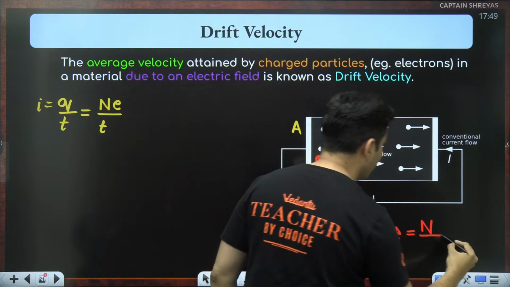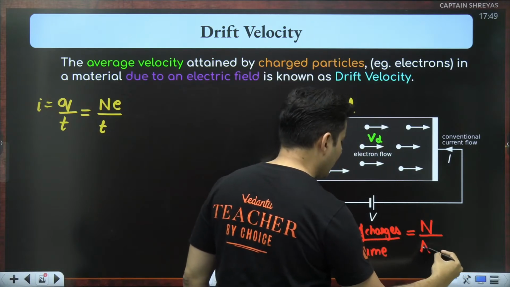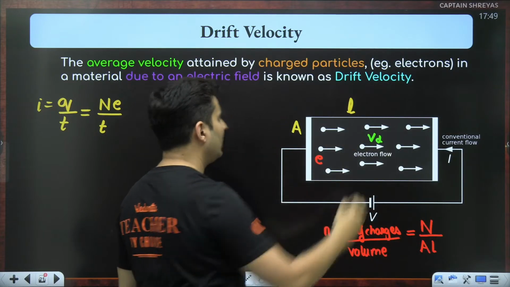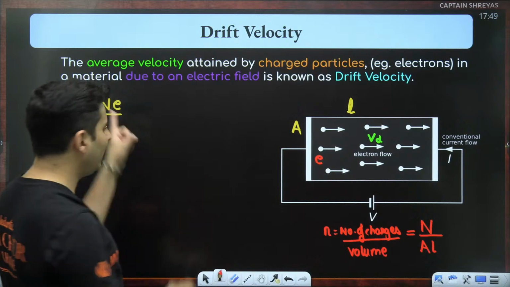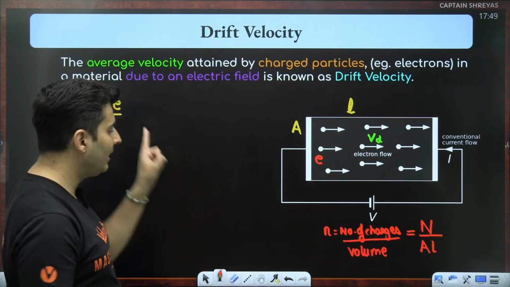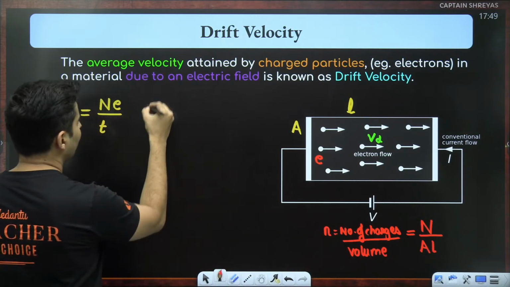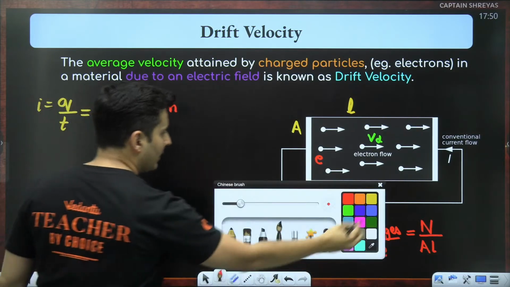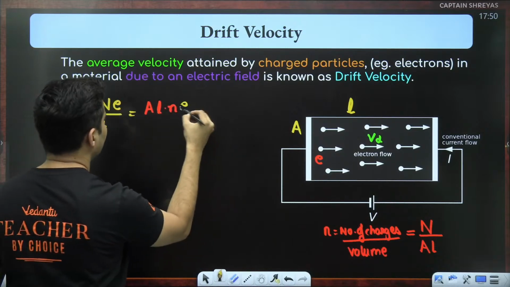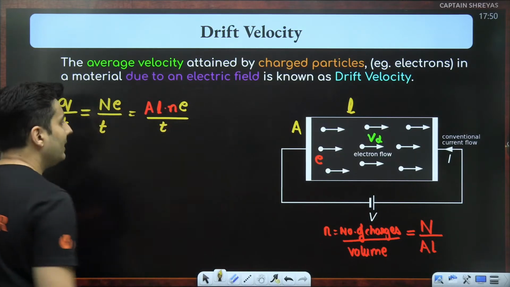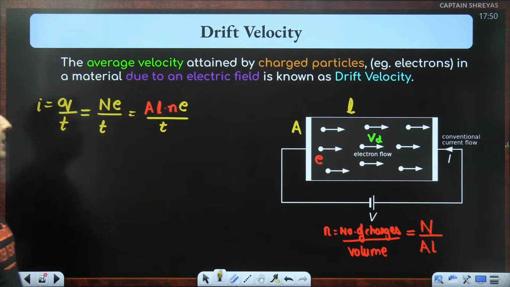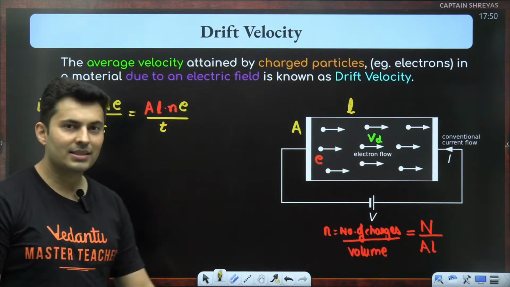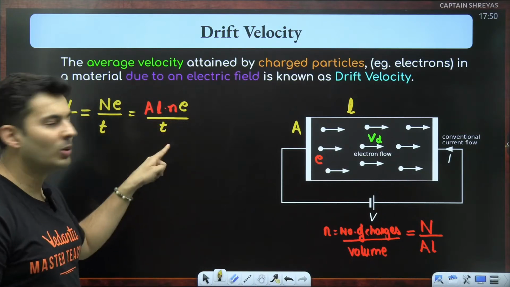How much is the volume? Well, the volume is area of cross section multiplied by length. Therefore, capital N will be A L small n, and the rest of the terms as they are, e divided by t. Is there something that we can do over here? Just think about it.